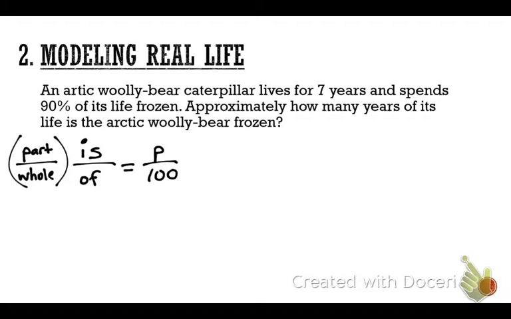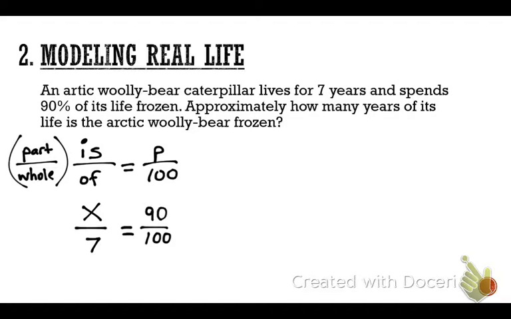So now, just like we've done for the previous problems, we're going to see what we can plug in. We're doing the part of its life over the whole of its life. Which one do I know so far from the information it gave me? Do I know the part of the life or do I know its whole life? I know the whole life. How long did this little guy live? 7 years. So we don't know what part he was frozen yet, but I know the whole life was 7 years. Do I know what my percentage is yet? Yeah, what's it say? 90%, which means 90 over 100.